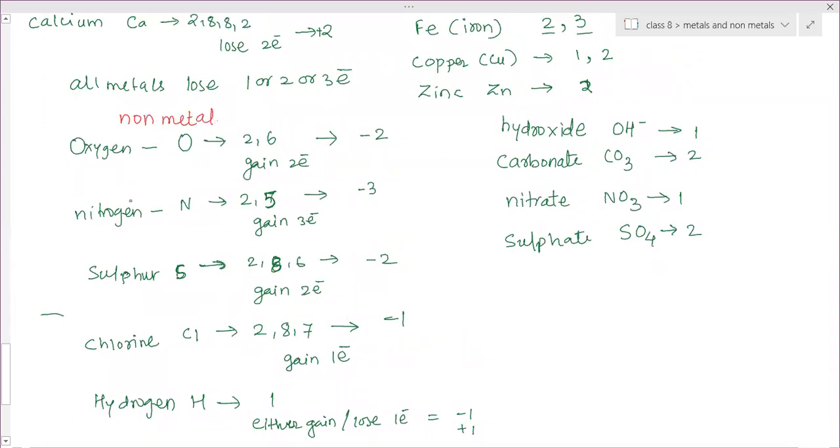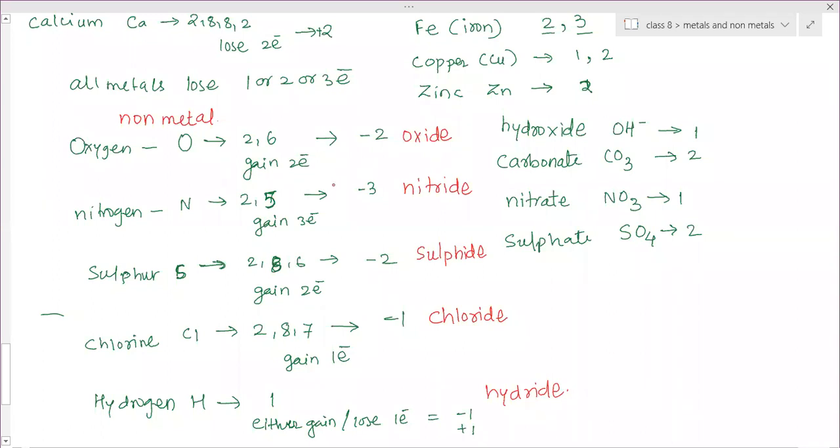These are all non-metals. All the non-metals have the property of gaining electrons. So when these elements gain electrons, their name will change. Oxygen will become oxide. Nitrogen will become nitride. Sulfur will become sulfide. Chlorine will become chloride. Hydrogen will become hydride. Clear? Oxide means oxygen only. Oxygen is an atom, and oxide means after gaining electrons it forms an ion. So the name of that ion is oxide.